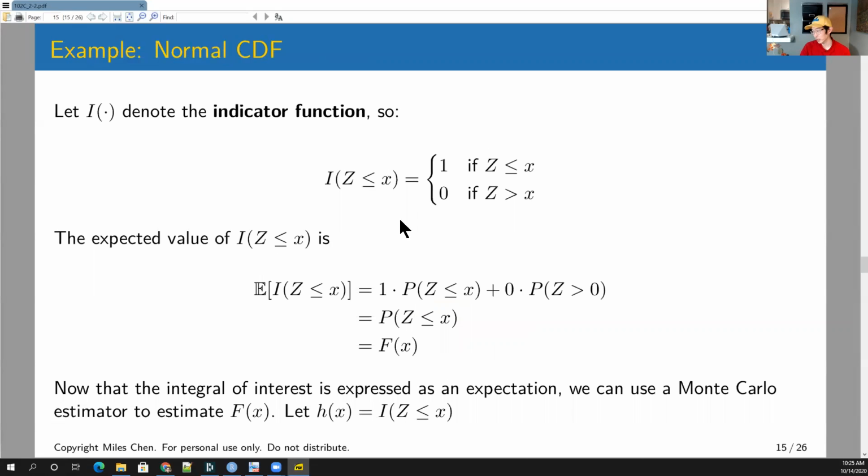And so we could do this with Monte Carlo integration. Let's say you have a function I that's an indicator function, and we're going to put in z less than or equal to x. This is equal to 1 if z is less than x, and it's 0 for any values of z that are greater than x. What's the expected value of this function? The expected value of I is going to be 1 times the probability of this thing, and 0 times the probability of this thing, and that just becomes equal to the probability of z less than or equal to x.